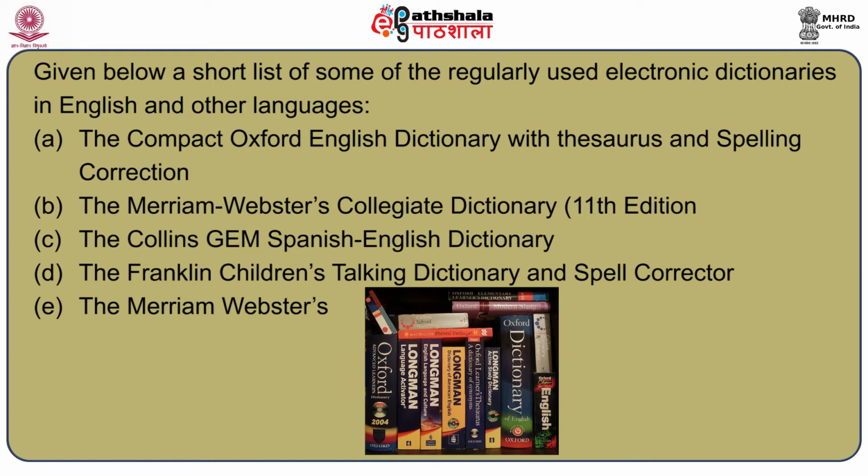Given below is a short list of some of the regularly used electronic dictionaries in English and other languages. The Compact Oxford Dictionary of English with thesaurus and spelling correction facilities, the Merriam-Webster's Collegiate Dictionary, the Collins James Spanish English Dictionary, the Franklin Children's Talking Dictionary and Spell Corrector, and the Merriam-Webster's Electronic Spelling Dictionary and Thesaurus. There are many other dictionaries now available in the market which look like these electronic representations of words.